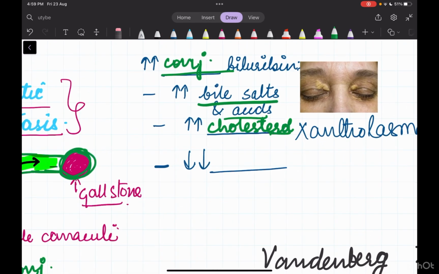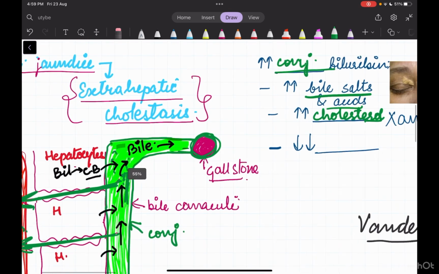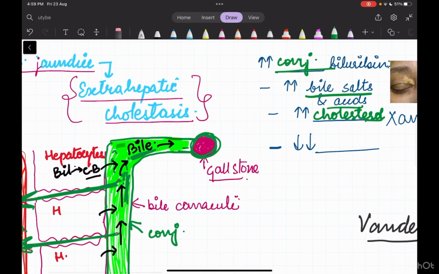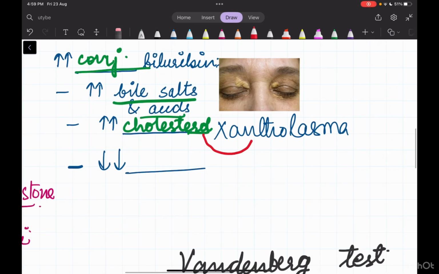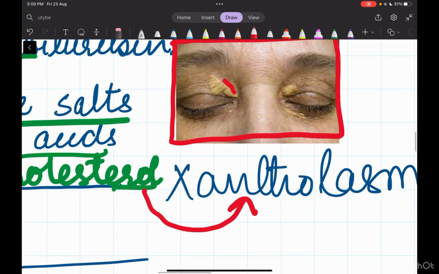Where did this cholesterol come from? Basically, this whole bile is made up of cholesterol. So ultimately, cholesterol is also getting accumulated in your blood. This raised cholesterol will lead to xanthelasma. As you can see, this is the image of this patient having these yellowish things on the upper eyelid. What is this? This is xanthelasma.